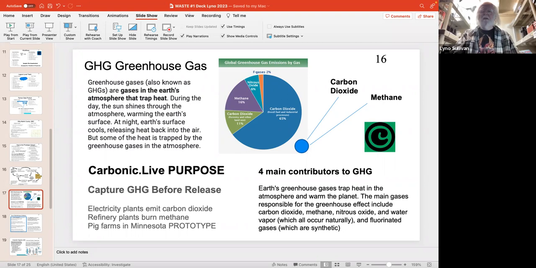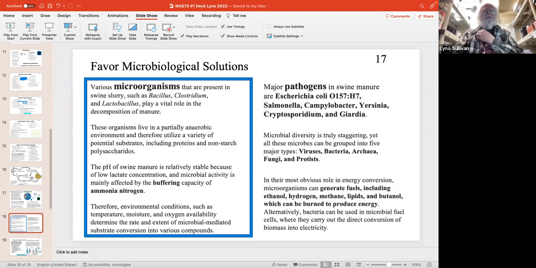So I'll go to the next slide then, the 4 main contributors. And here now is a little bit more in depth about favoring microbiological solutions. I'm going to let you just kind of skim it. It's easier than me trying to read it.